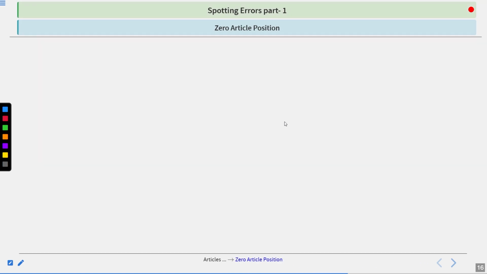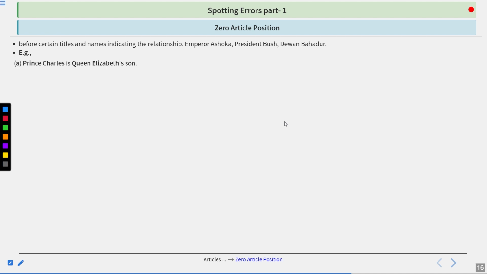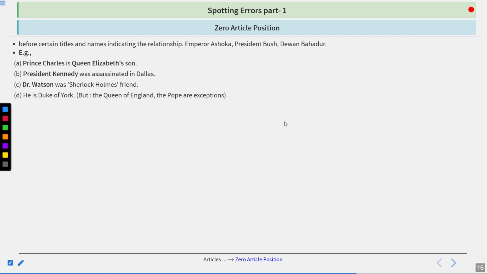Zero article position. Before certain titles and names indicating relationships: Emperor Ashoka, President Bush, Diwan Bahadur. Example: Prince Charles is Queen Elizabeth's son. President Kennedy was assassinated in Dallas. Dr. Watson was Sherlock Holmes' friend. He is Duke of York, but the Queen of England and the Pope are exceptions.